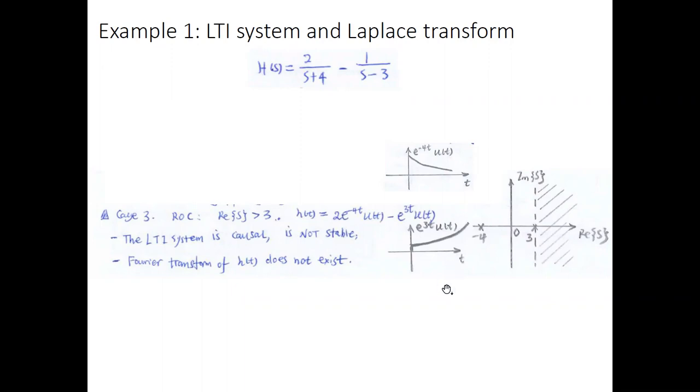And in the same way, we can judge causality and stability from the region of convergence. The region of convergence is to the right of the rightmost pole, which is exactly the criterion for causality. So the system is causal. But the region of convergence does not cover the imaginary axis. So the Fourier transform does not exist and the system is not stable.